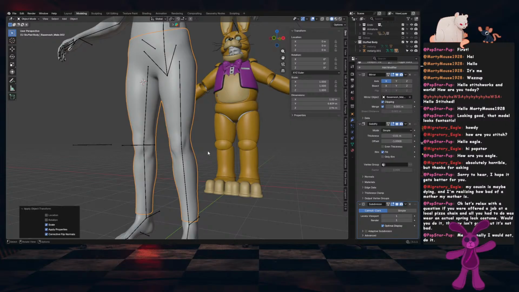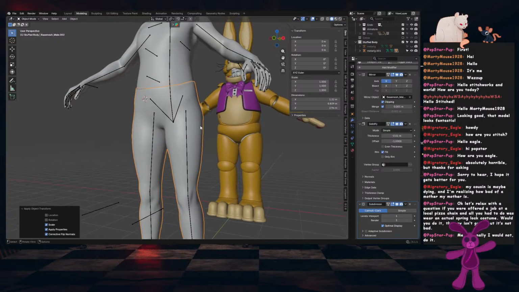Who's wearing an actual Springbonnie costume? Would you do it? It isn't good, but it's not bad. Personally, I would. I fantasize about it.